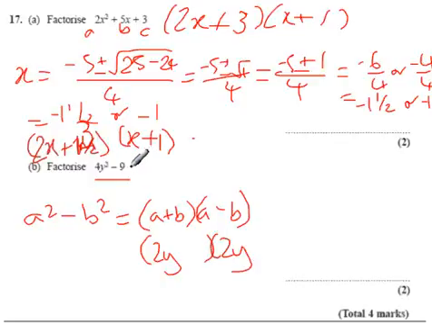And what do you square to make 9? That's 3. So that's 2y plus 3, 2y minus 3. Good job.